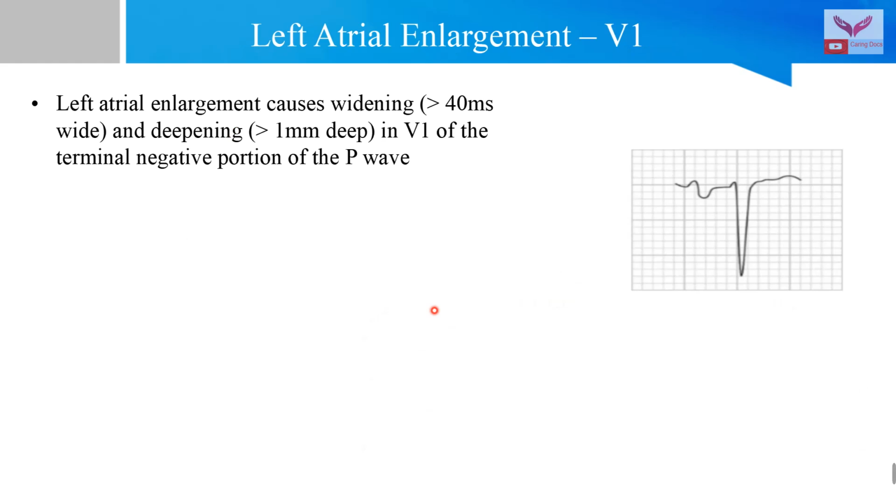In V1, left atrial enlargement causes widening, that is, the terminal negative deflection of the P wave is more than 1 millimeter deep and more than 40 milliseconds wide. So it is more than 1 small square in both depth and width.